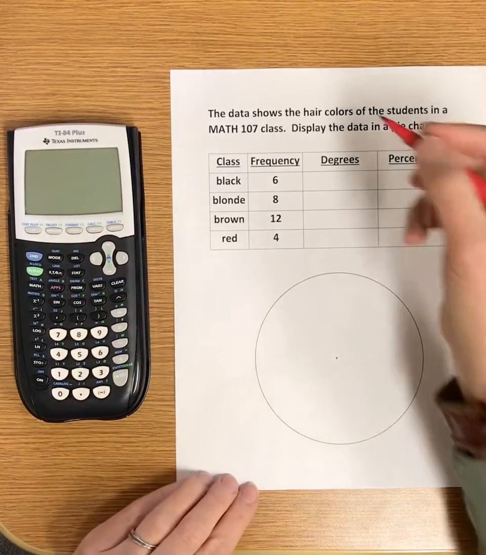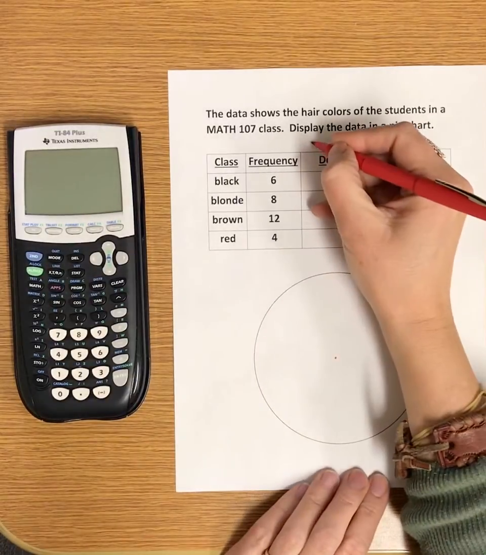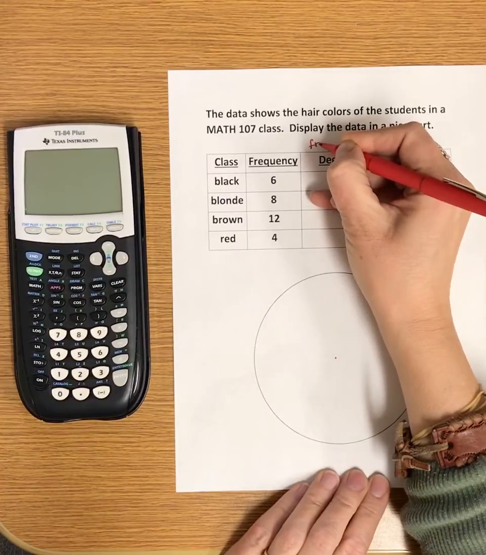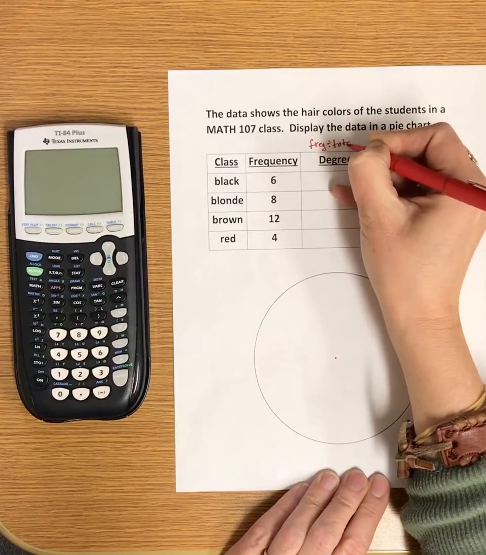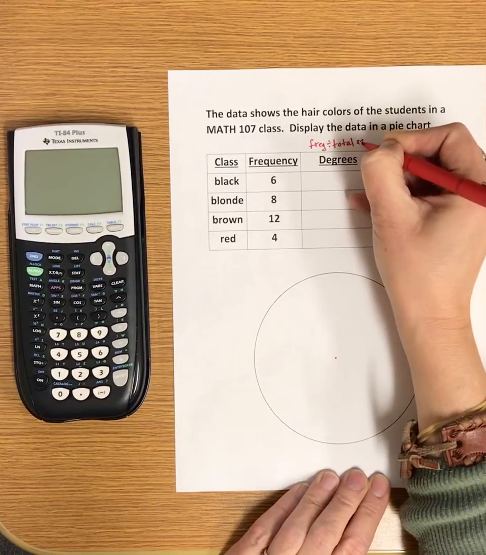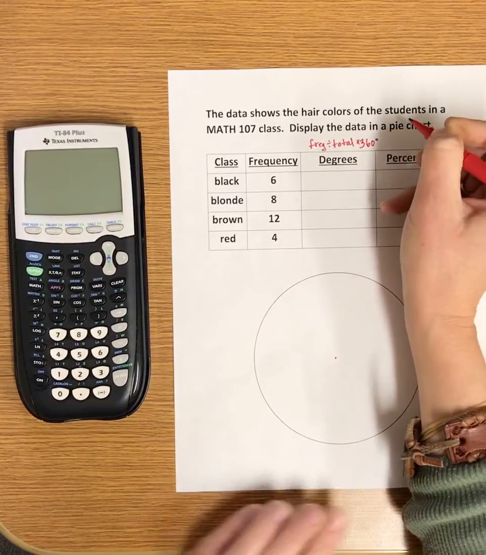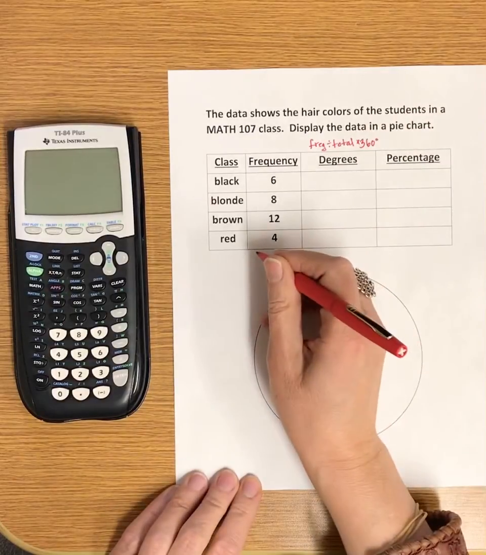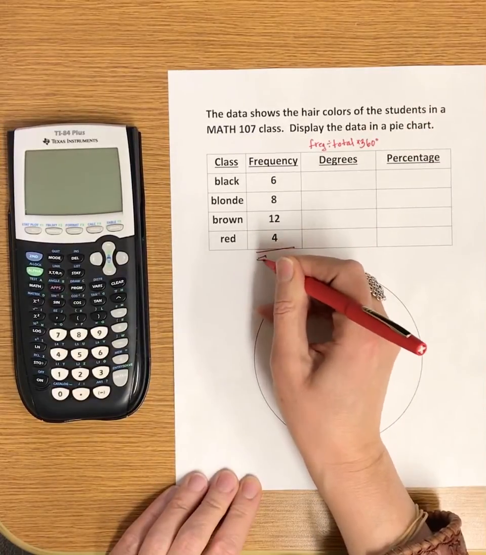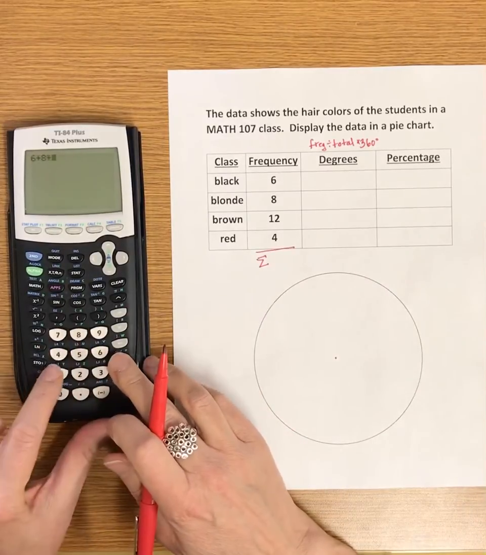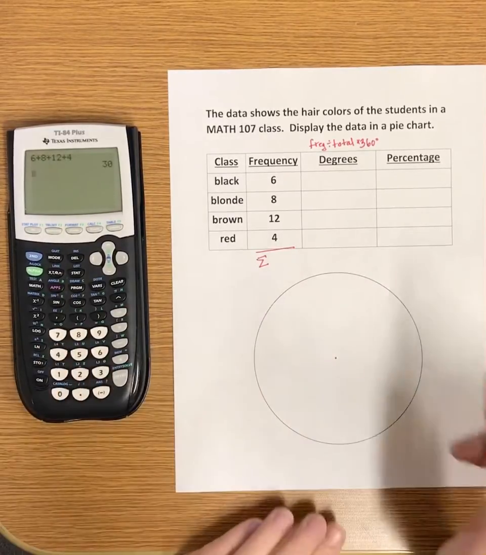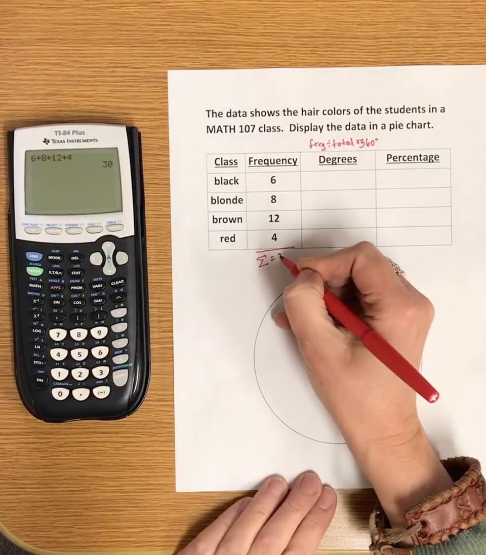To calculate degrees, we need to take the frequency of the class and divide by the total frequency, and then multiply that result by 360 degrees. So we'll need to know what the total of these frequencies are. 6 plus 8 plus 12 plus 4. Total frequency of 30.